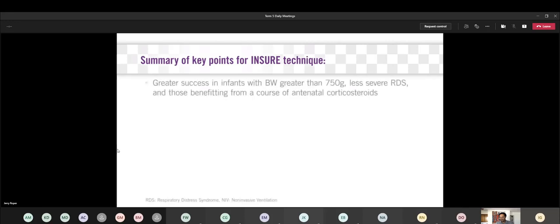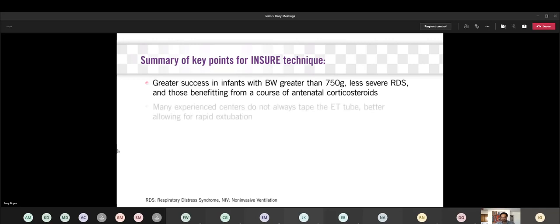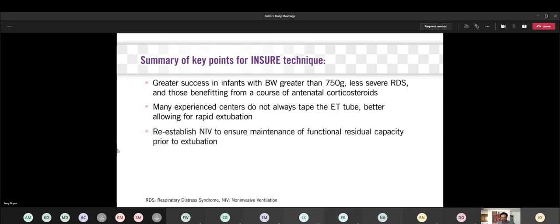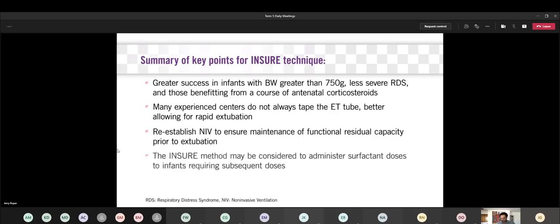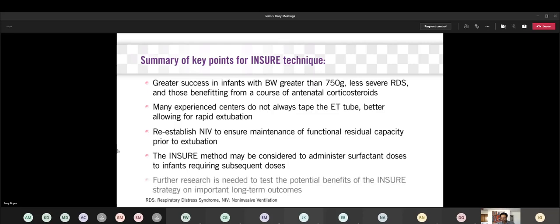The Ensure technique shows greater success in infants with birth weight greater than 750 grams, less severe RDS, and those benefiting from a course of antenatal corticosteroids. Many experienced centers forego taping of the ET tube to allow for rapid extubation. Prior to extubation, it may be helpful to re-establish non-invasive ventilation to ensure maintenance of functional residual capacity. And for any infants who require additional surfactant dose, administration via the Ensure technique may be considered.